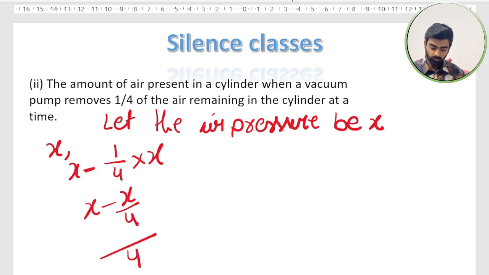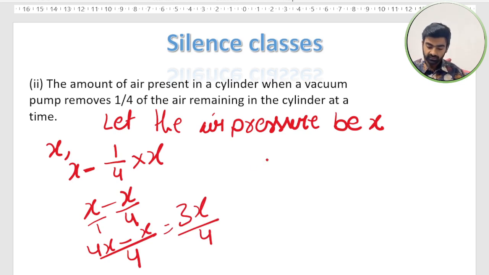We will take LCM 4. It will become 4x minus x, so it will come 3x upon 4. After removing 1/4, 3x upon 4 is left. Now 1/4 of the air pressure will be removed, of how much? Of 3x upon 4, because right now the air pressure in the cylinder is 3x upon 4.